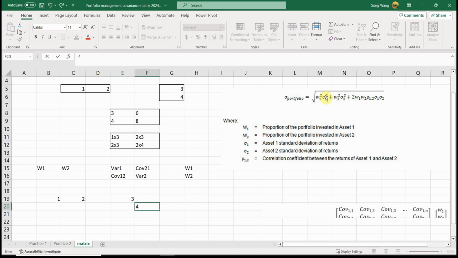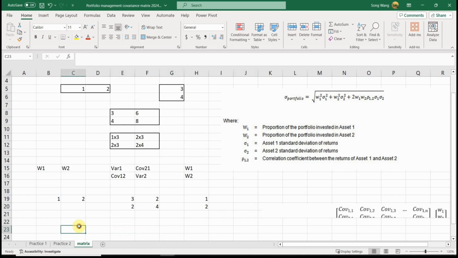Okay, and then sigma and the covariance of the two, which is rho 1,2, the correlation, and this individual standard deviation. That's called the covariance. Let's say they equal to 2 as well. Okay, that's a covariance. Okay, and then that's weight 1, weight 2.